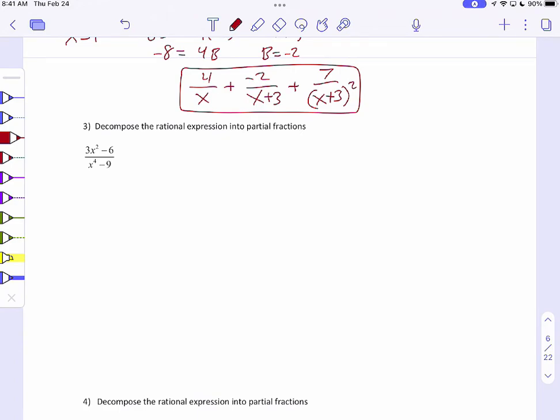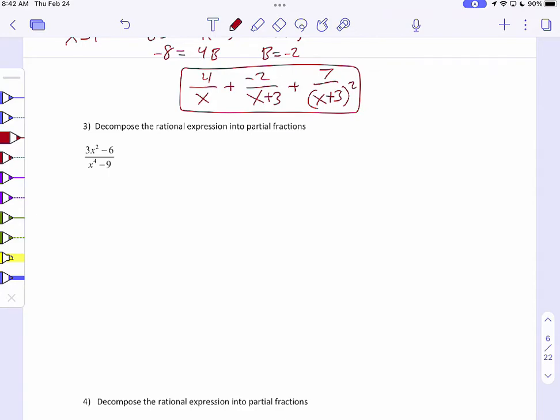And the first step to these problems is to see if you need to do long division. You need to do long division if the degree on the top is equal to or more than the bottom. So this was not a long division one. The degree on the top is smaller. Okay. Then the next step is to factor the bottom.